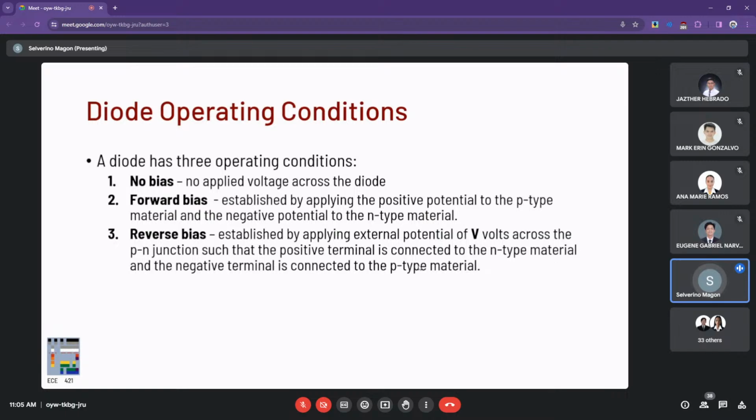Also, we can connect the diode the other way around, such that the n-type material is connected to the positive voltage supply, and the p-type material is connected to the ground or the negative part of the supply. And this case is what we refer to as the reverse bias condition.